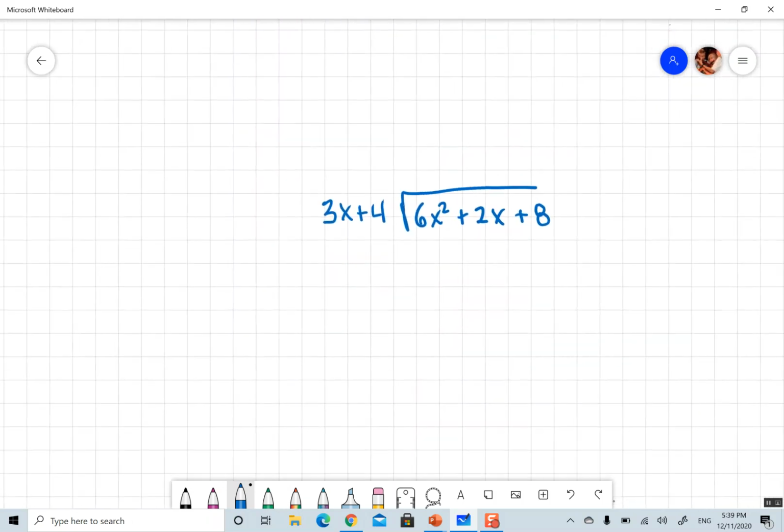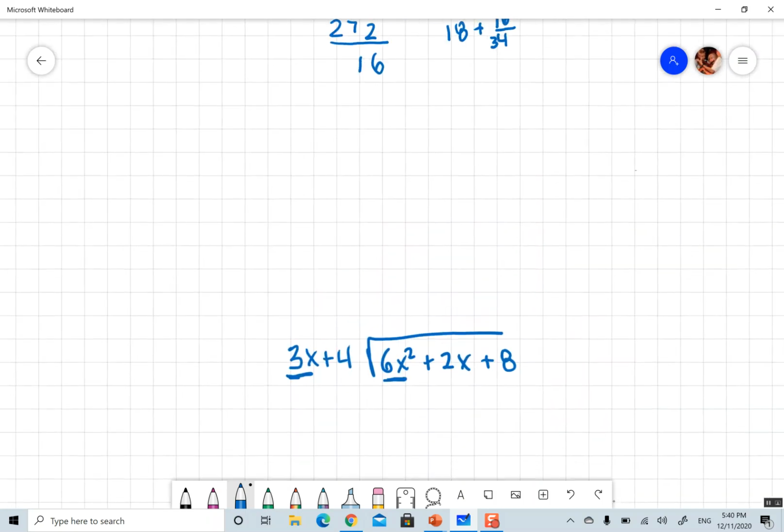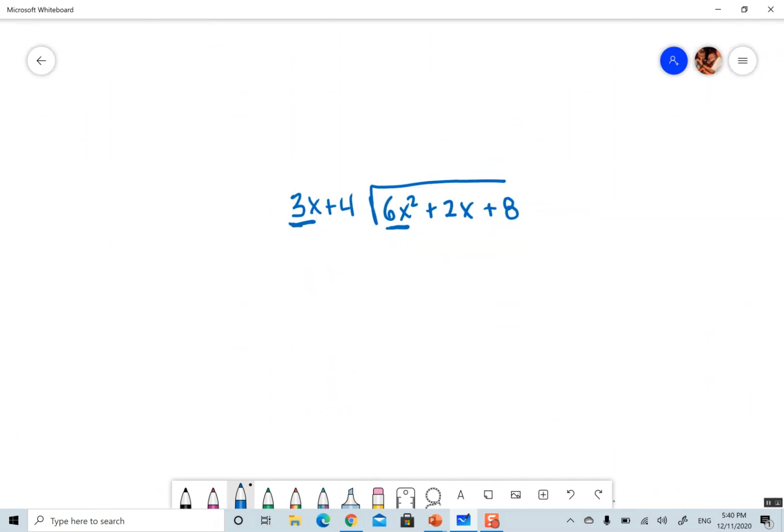I'm going to try the same process. Here's a problem: 6x squared plus 2x plus 8 divided by 3x plus 4. So the first thing I do is I look at just the beginning. Just like above, I tried to estimate how many times the 3 went into the 6. So here I'm going to see how many times the 3 goes into the 6. And also I have to keep in mind that I have an x. 3 goes into 6 2 times, and x goes into x squared x times.